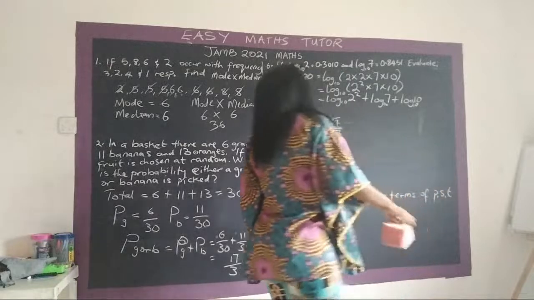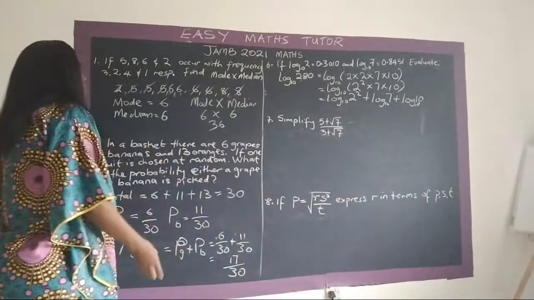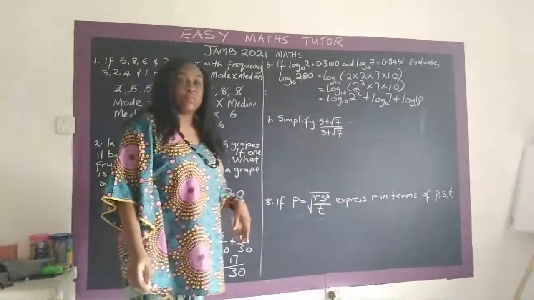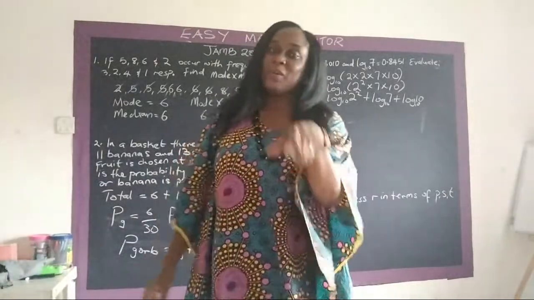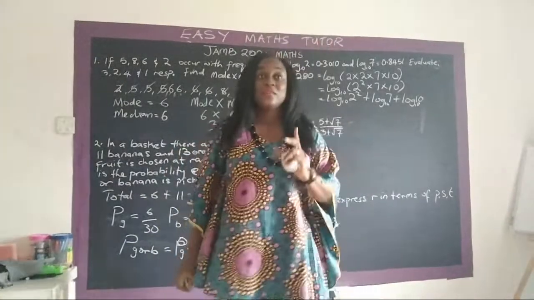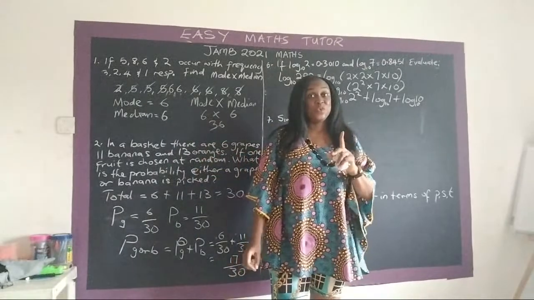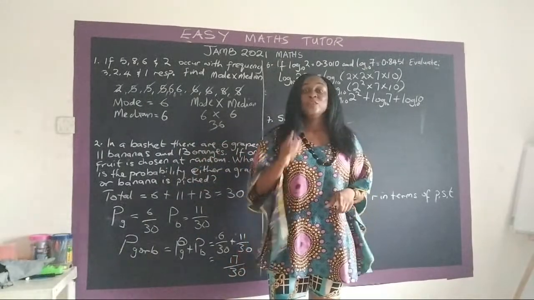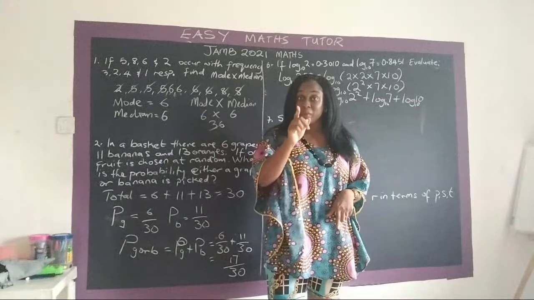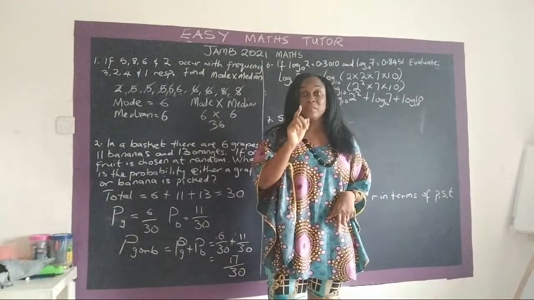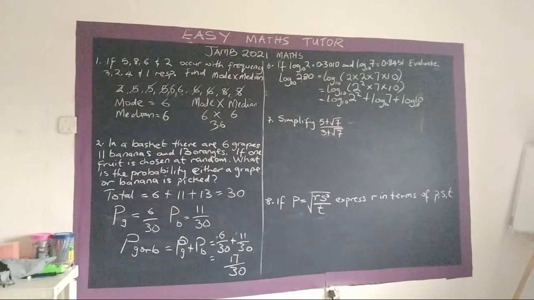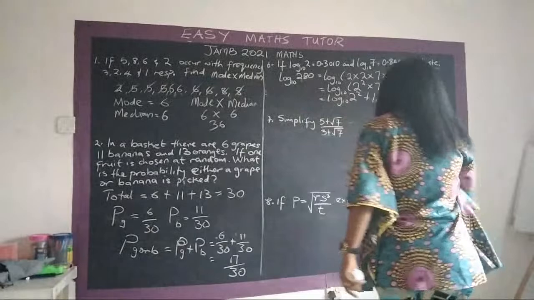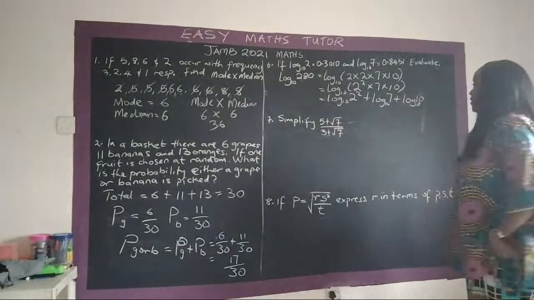Log 10 base 10. Now, what do you know about log 10 base 10? Log 10 base 10 is equal to 1. The log of a number to the base of that same number gives us 1. Sorry for that breaking transmission.